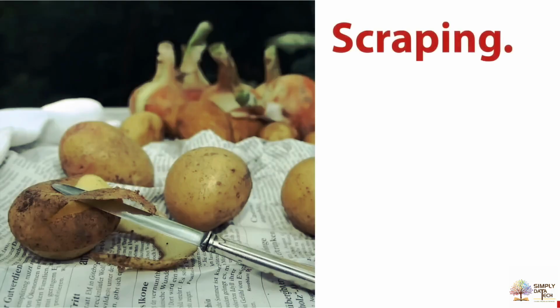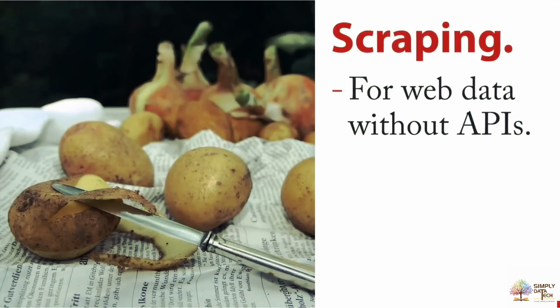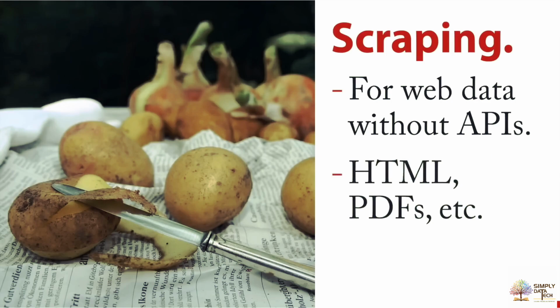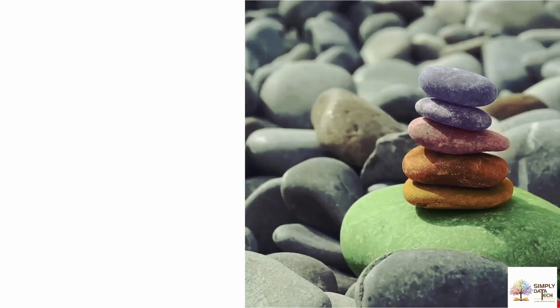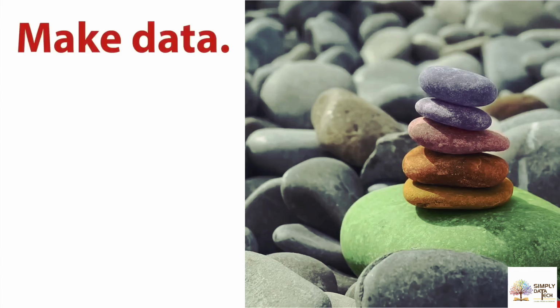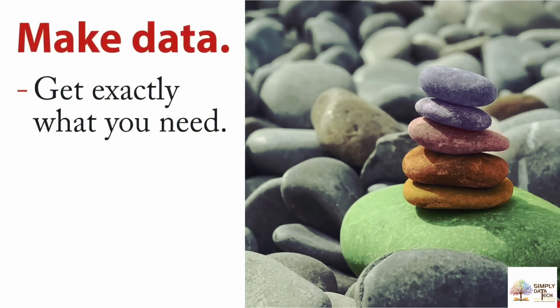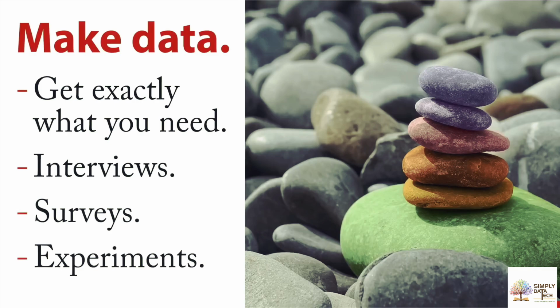Next is scraping data. And this is where you want to use data that's on the web, but they don't have an existing API. And what that means is usually data that's in HTML, web tables and pages, maybe PDFs. And you can do this either by using specialized applications for scraping data, or you can do it in a programming language like R or Python and write the code to do the data scraping. Or another option is to make data, and this lets you get exactly what you need. You can be very specific and you can get what you need.